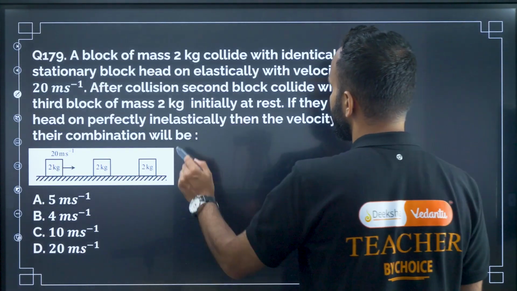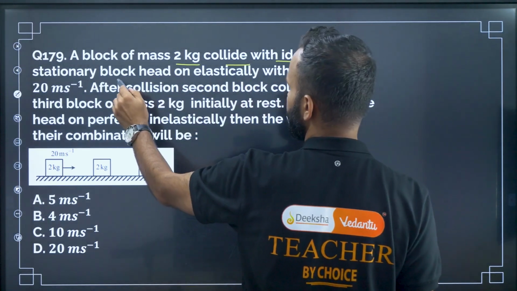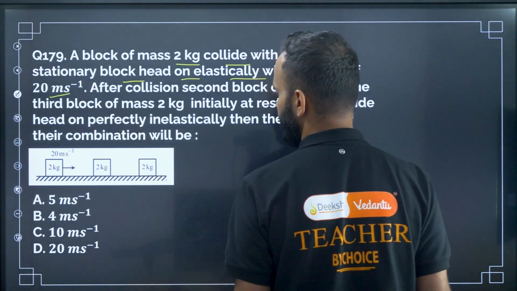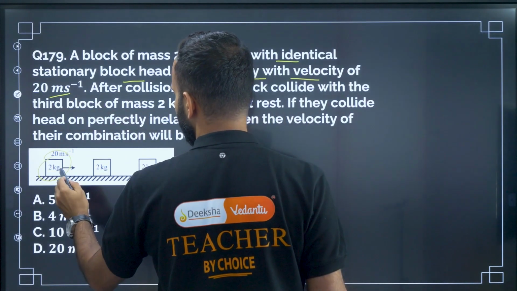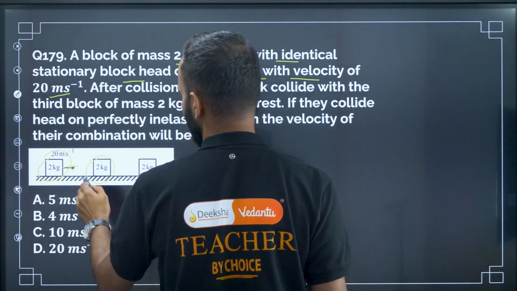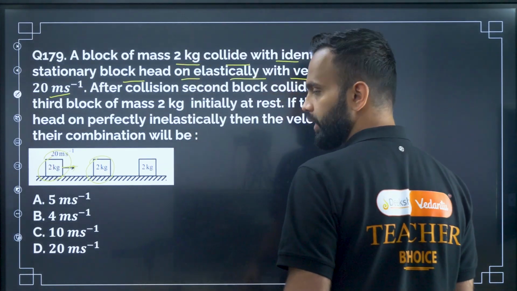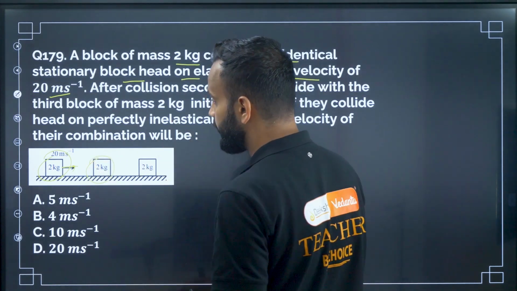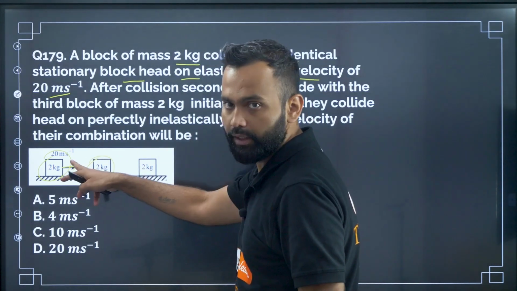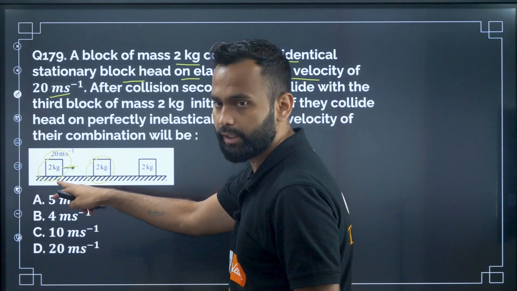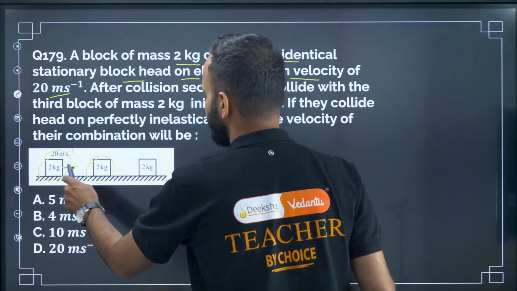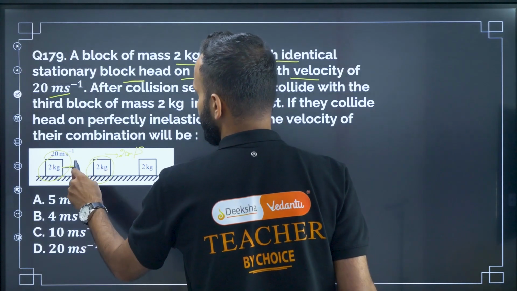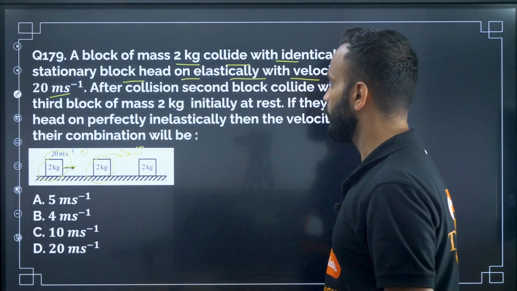179. A block of mass 2 kg collides with an identical stationary block head on elastically with velocity of 20 meter per second. So this is the block, it collides with this block elastically with velocity 20 meter per second. When the collision is elastic, it will exchange the velocity, since the masses of these two objects are same. That is, after the collision, this block will have velocity 20 meter per second and this block will have velocity 0.